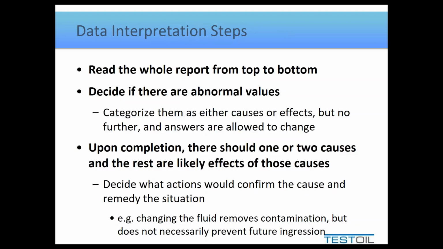Now, when you do decide that it's abnormal, all I want you to do, and this is the key thing here, is simply categorize it as to a cause or an effect. Now, don't try and figure out what caused it. Don't try to figure out what its effect is. Just categorize it as an effect or a cause. So you're asking yourself, did this cause that or did that cause this? If it's an effect, we can move on. If it's a cause, we hold that one until we get to the end of the report.